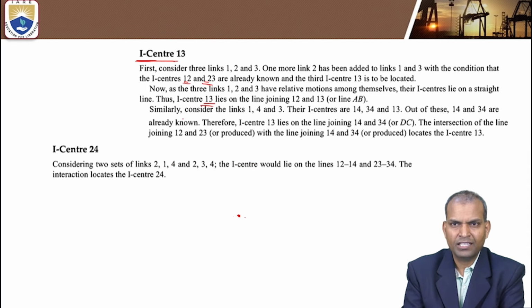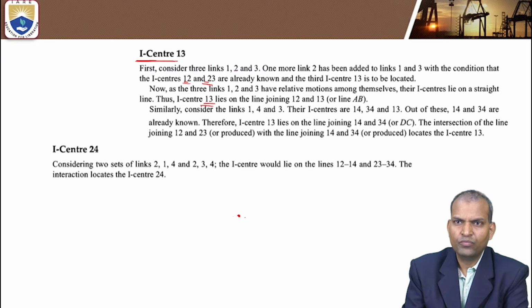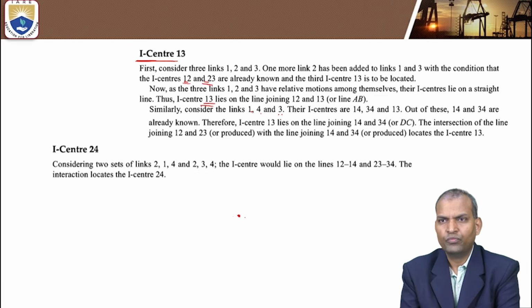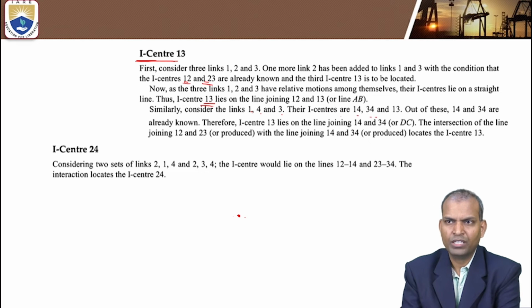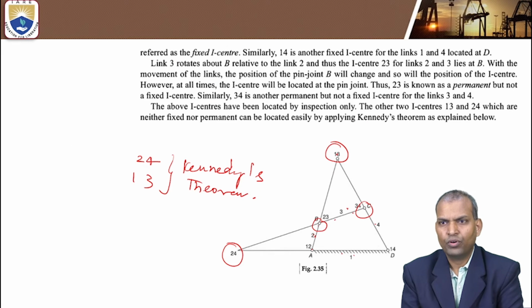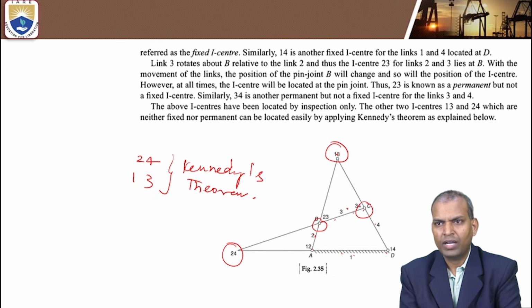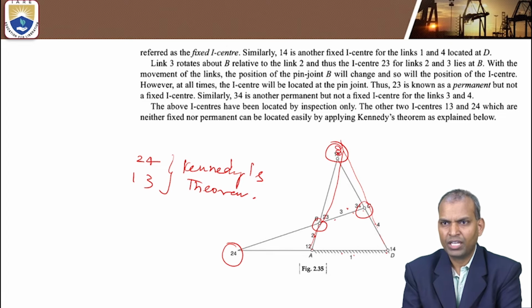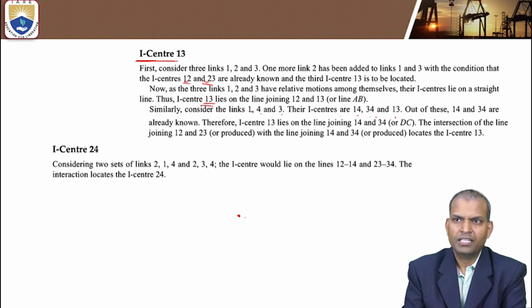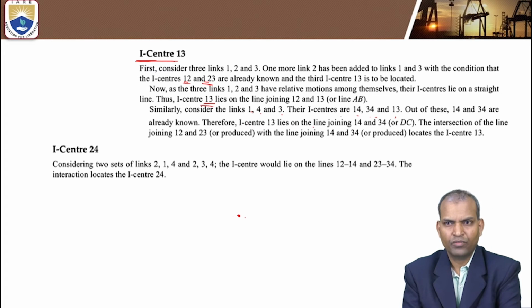Now similarly consider the links 1, 4, 3. In that, 1, 4 and 4, 3, if we extend, what will happen? 1, 4 and 3, 4, or 4, 3 and 1, 3 will come out. Then you extend the line 1, 4 and 3, 4. You extend these two. It lies where it is. That location of the point is I1,3. Therefore, the I center 1,3 lies on the line joining 1,4 and 3,4.